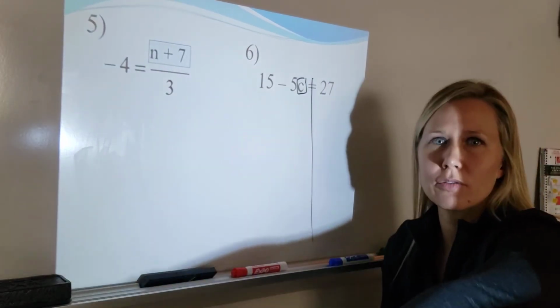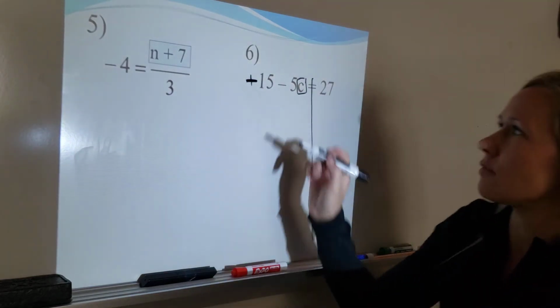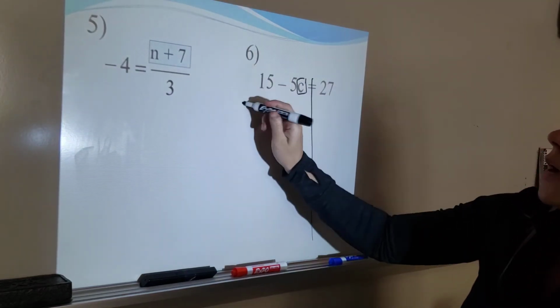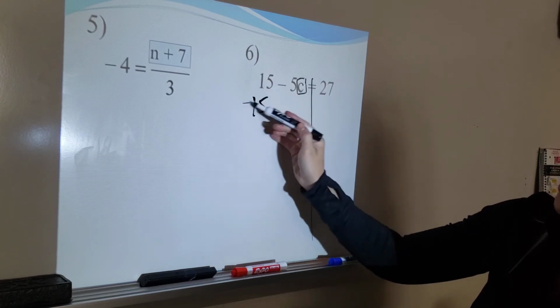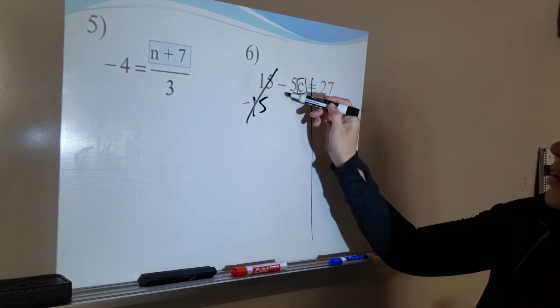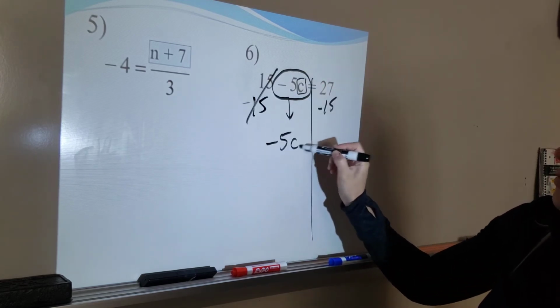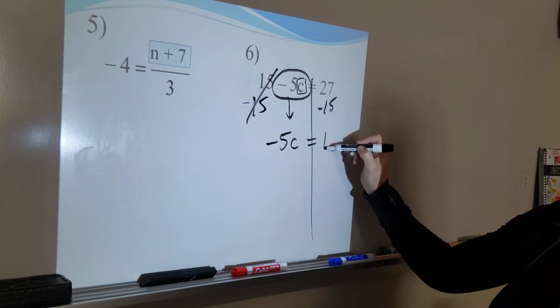We're going to get rid of this. This is a positive 15. We don't see the plus sign in front of it, but it's positive. So we want to actually take away or subtract. 15 minus 15 will give us 0, and we can cross it off. Same thing over here. So now, careful, when you bring all this down, the negative has to come with it. Negative 5c, and then here we have 12.